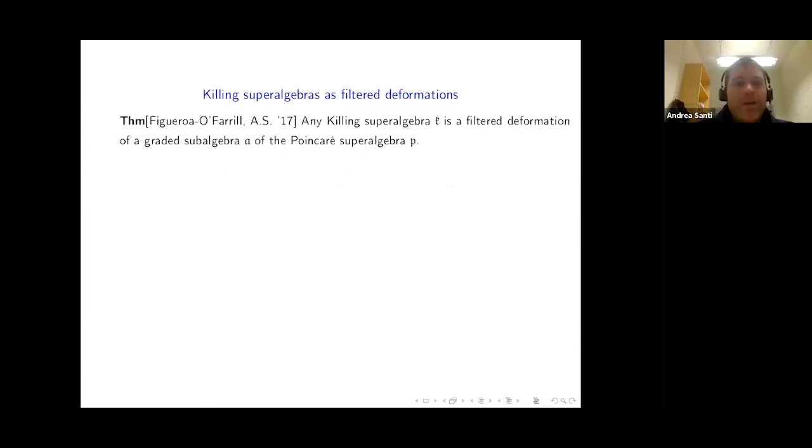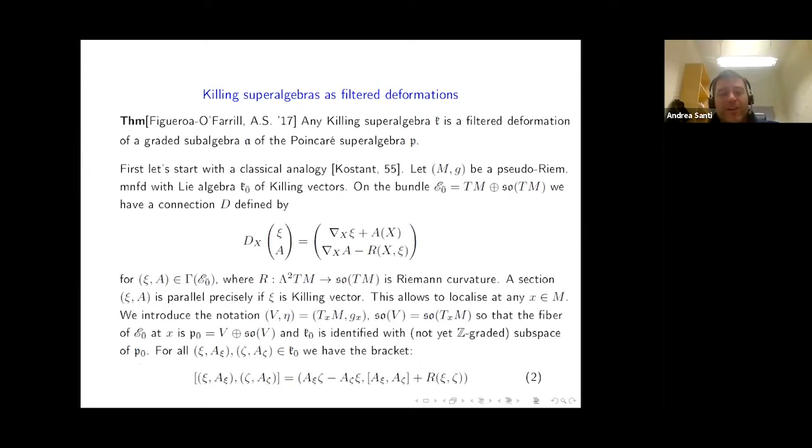So let me give you an idea of the proof. Since we don't have any Cartan connection available so far in this case, essentially we have to follow our ancestors, which in this case have the name of Kostant, and one of his classical works from '55. So that's the classical analogy, and let me start with that.